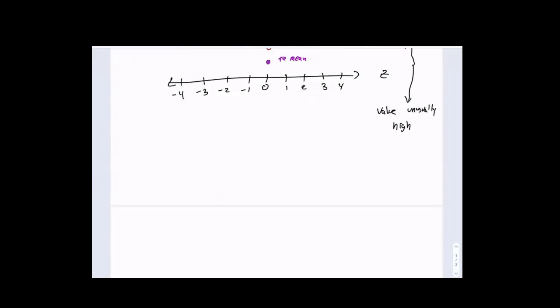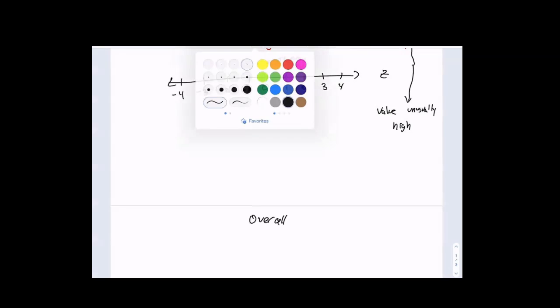Let's do a comparison problem or an example. Or sorry, before I do that, overall means, overall z-scores, or comparing z-scores.